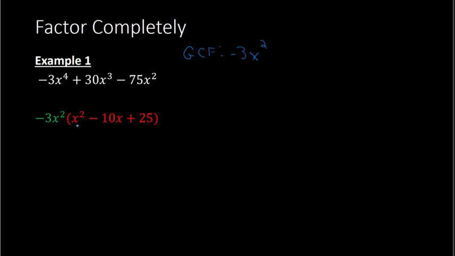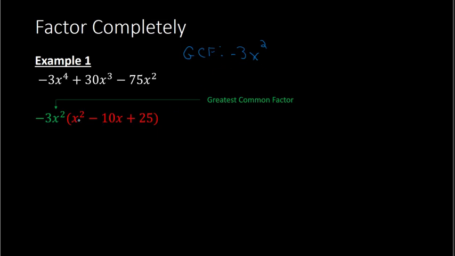And then inside, I'd have a positive x squared for the first term, because I'd multiply to get negative 3x to the fourth. And then the second term would be negative 10x, and the third term would be a positive 25. And I get those terms because negative 3x squared times the x squared would give me negative 3x to the fourth. Negative 3x squared times negative 10x would give me a positive 30x to the third power. And negative 3x squared times 25 would give me negative 75x squared. So we have pulled out the greatest common factor of negative 3x squared.